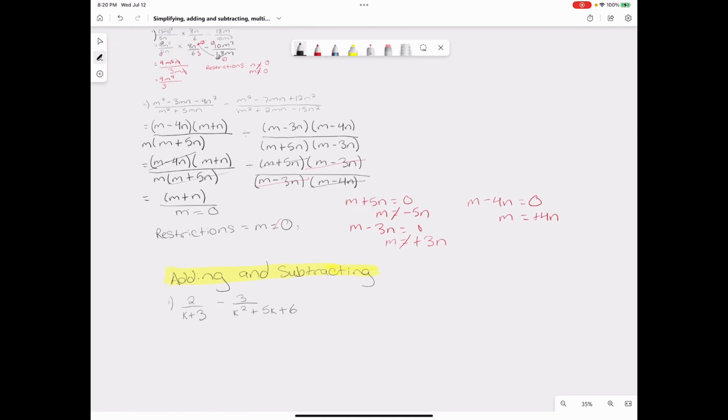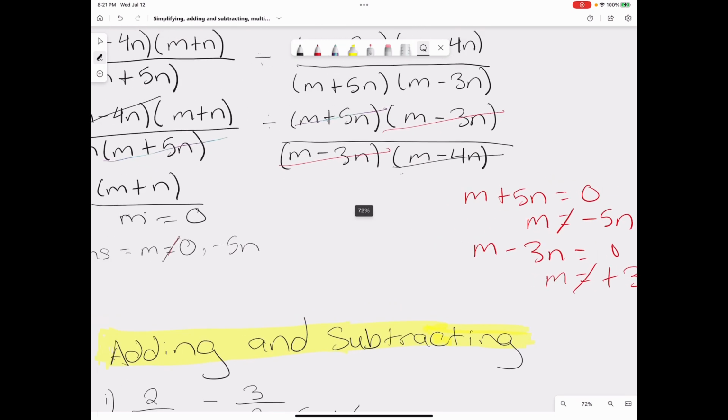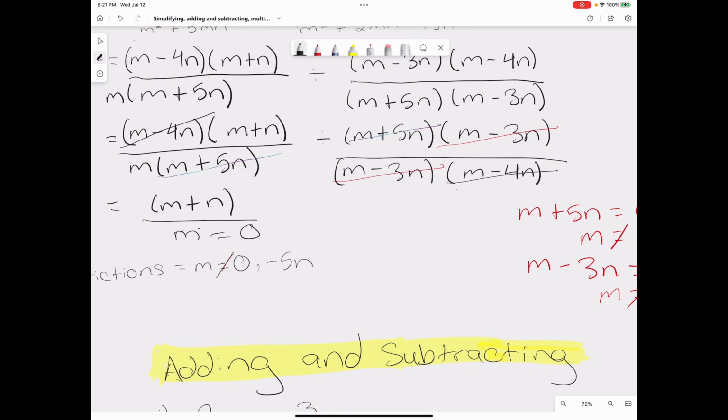So to make this look a little bit cleaner, m cannot equal 0, negative 5n, three n, and 4n.